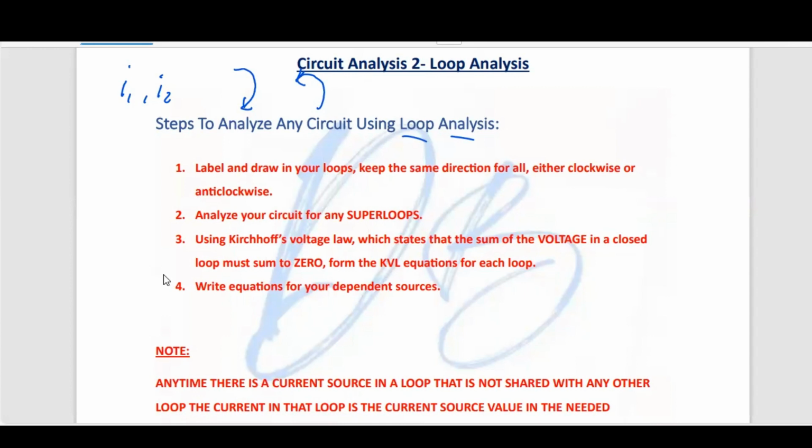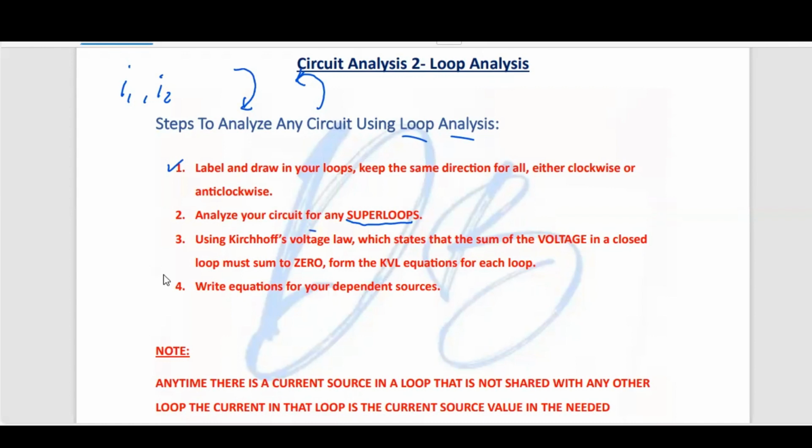Step two, you have to analyze or look in the circuit for something called a super loop. Just like the super node, this is the equivalent, but for loops. We call it a super loop, and you will see eventually what this means. So the same thing just like before: in nodal, you label your nodes, and in this one you label your loops. In nodal, you look for super nodes, and in loop, you look for super loops.